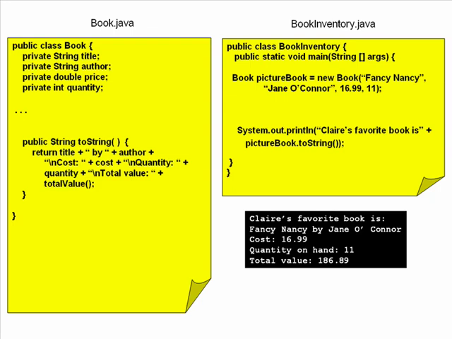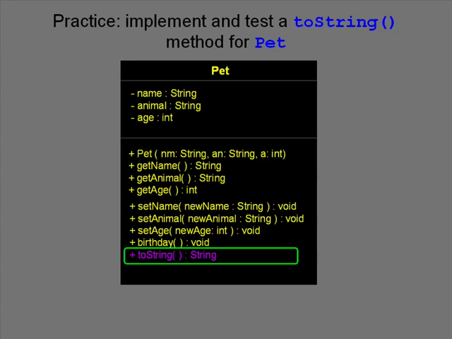The default is when we concatenate an object with a string, like we're doing here in this print line statement, we don't have to call the .toString method explicitly. Simply by putting the name of the object, it's going to call toString. So we would get the same output here simply by just concatenating the name of the object, pictureBook.